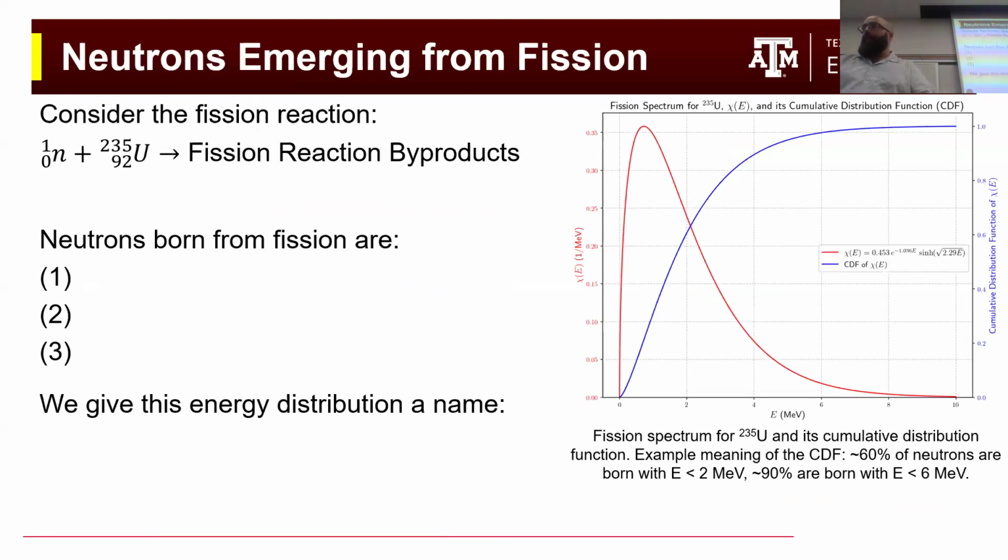So the next thing I wanted to talk about is the fission process and really the distribution of probabilities that come out of fission. If we think about a simple fission reaction where a neutron comes in and hits uranium-235 and makes uranium-235 fission, then we're going to get fission reaction byproducts out of that. When a uranium atom fissions, what would some of those byproducts be? What kind of things are going to come out immediately after that fission reaction?